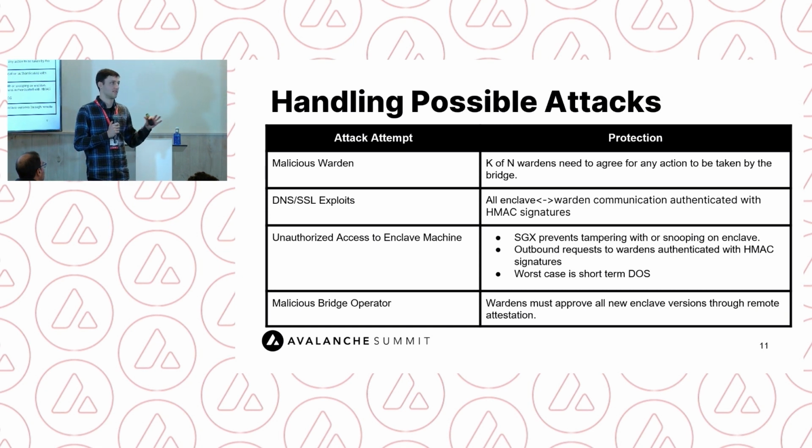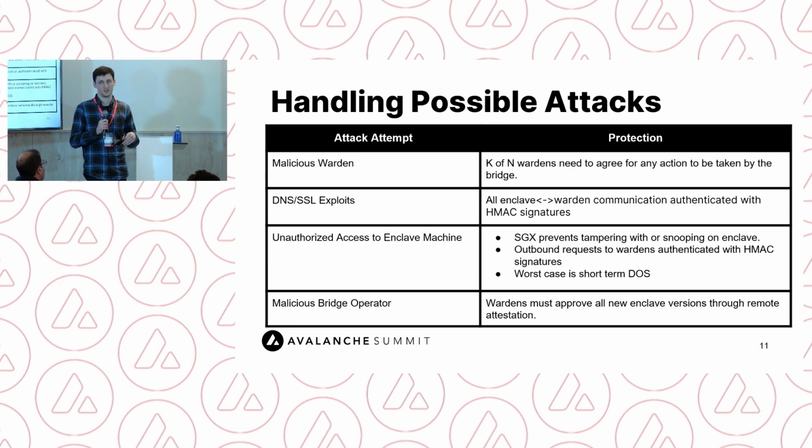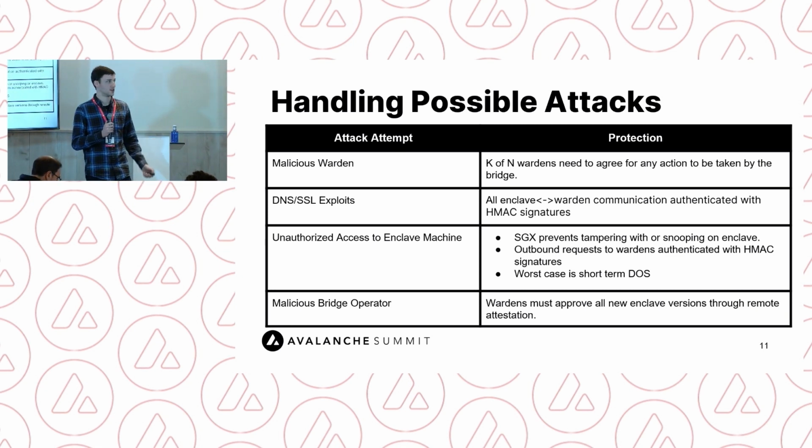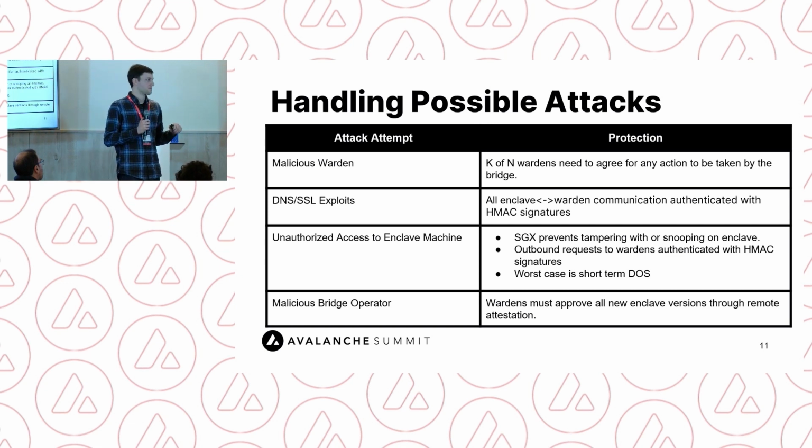But we follow this K of N model where at least K wardens need to all report the same exact transaction, which distributes the trust a bit. There are more traditional Web 2 type of attacks, DNS or SSL exploits, that could potentially corrupt the communication from the enclave to the warden. But we leverage HMAC signatures so that the enclave and the wardens are able to verify all of the messages end to end.